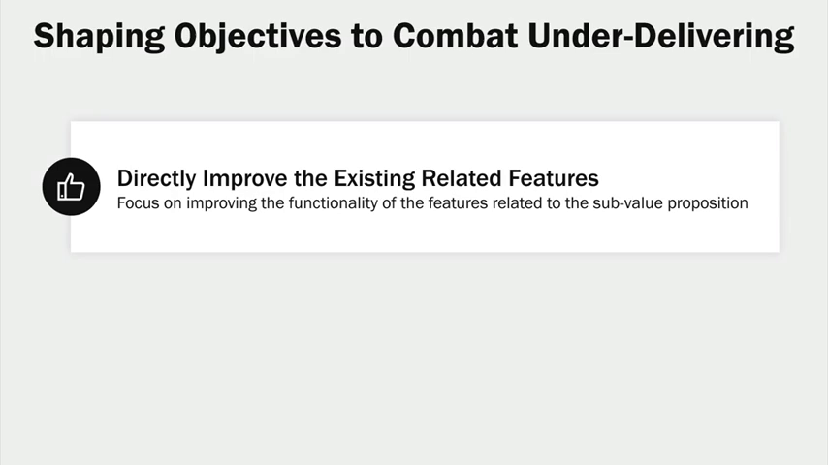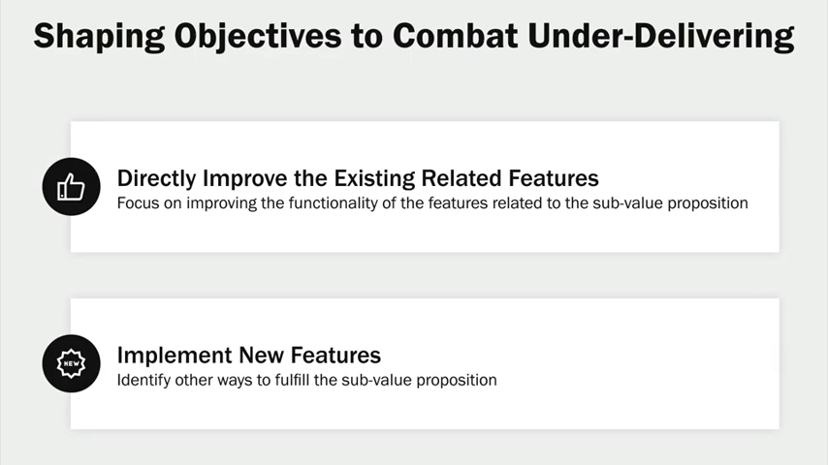To fix this, your objectives can be to directly improve the existing related features. Focus on improving the functionality of the features related to the sub-value proposition, or implement new features. Identify other ways to fulfill the sub-value proposition.